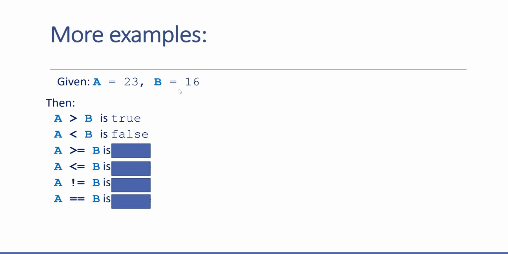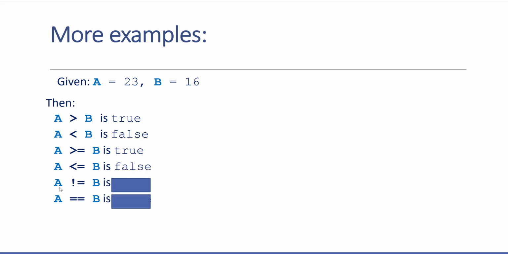A is definitely greater than B, so we should get true. And then the opposite is A less than or equal to B. A is definitely not less than or equal to B, so that's going to return a false.